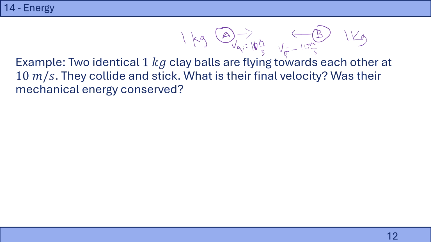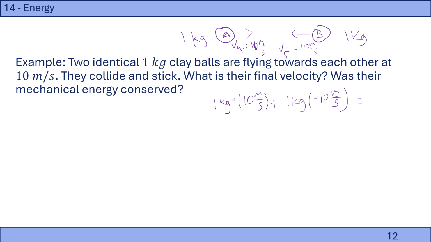So this is more of a conceptual one rather than a computing one, although you can compute. And also, was their mechanical energy conserved? If you did the most recent lab, you kind of already know the answers here. So via the conservation of momentum, in the initial state we have a 1 kilogram block moving to the right at 10 meters per second, plus the other 1 kilogram block moving to the left at 10 meters per second. This is the sum of the initial momentum.